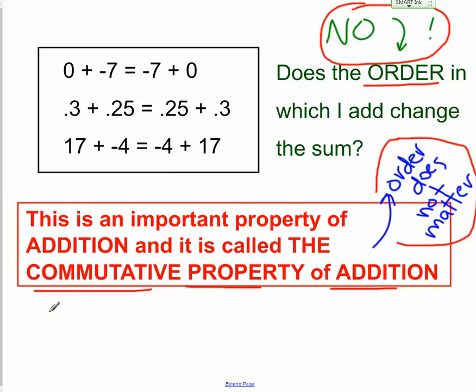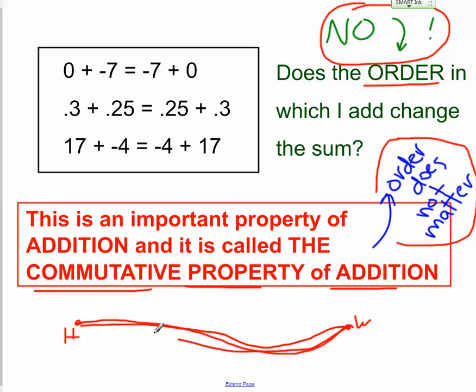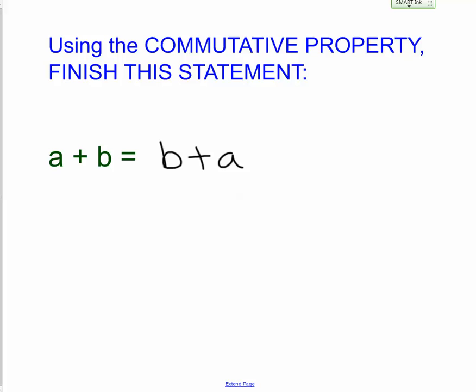Think of the word to commute to work. If I commute to work, that means I leave my home, I go to work, and at the end of the day, I leave my work and I go home. So whether I'm going home to work or work to home, it's the same distance. The order doesn't matter which way I'm going. All right, so the commutative property of addition is important. It says the order doesn't matter. And we talked about what other properties work for commutativity and which ones are not, but we'll go into that more later. So you just had to use it to finish the statement.